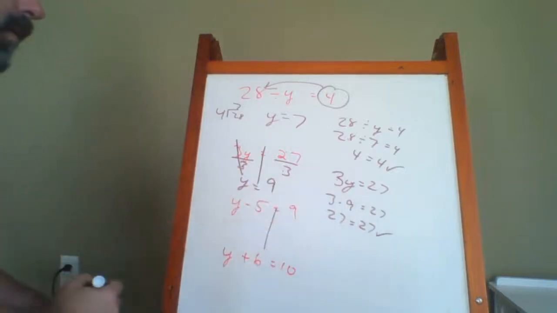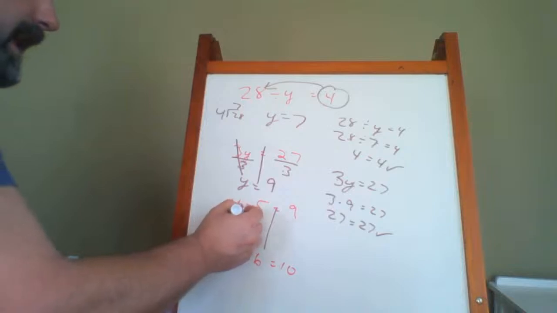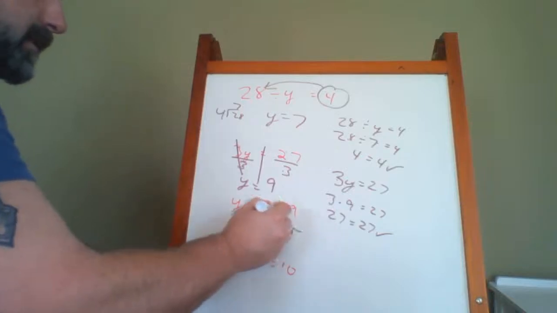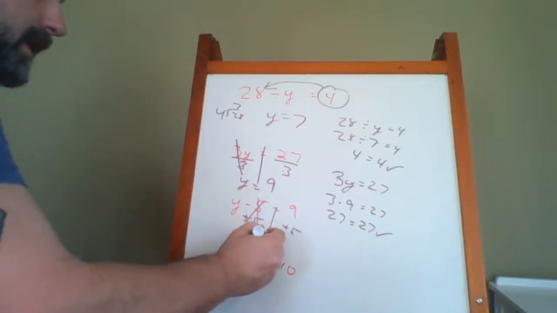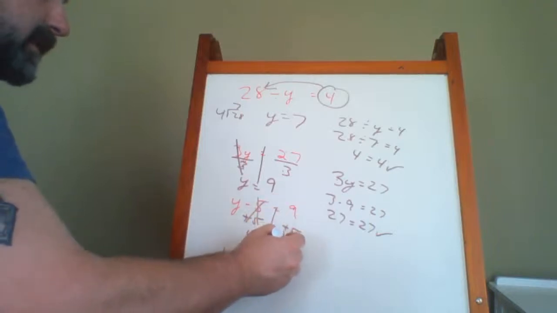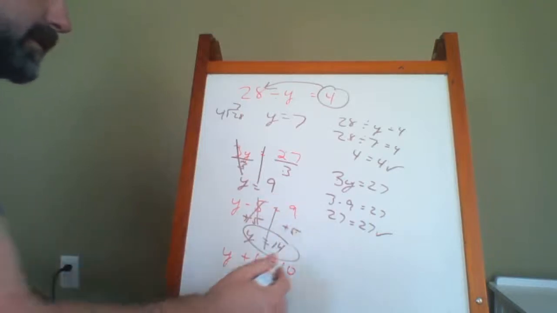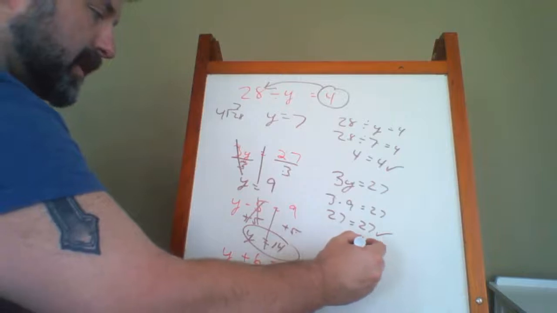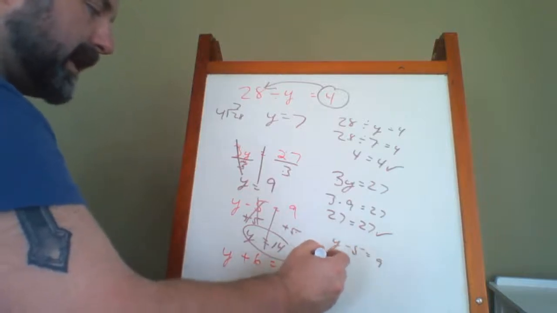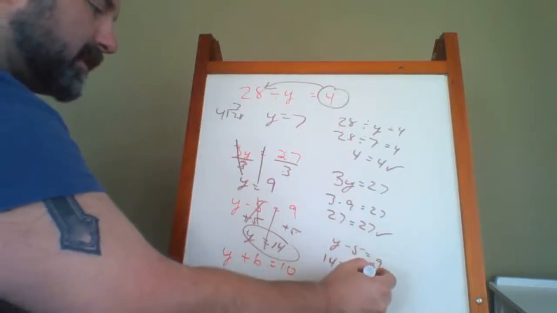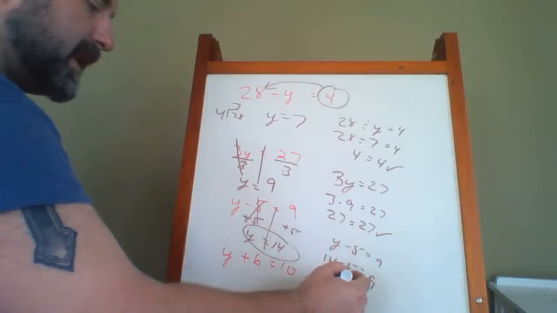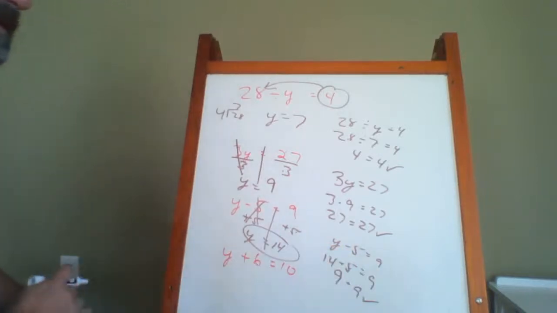Drawing the wall, y minus 5 equals 9. We do the opposite, so now it's plus 5. Cancels out. Y equals 9 plus 5 is 14. Y equals 14. Rewrite the problem and check it. Y minus 5 equals 9, but instead of y now it's 14 minus 5 equals 9. 14 minus 5 is 9. 9 equals 9. It checks.